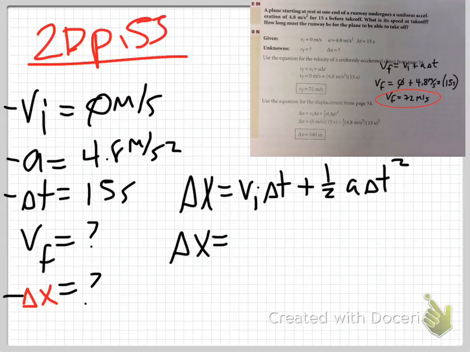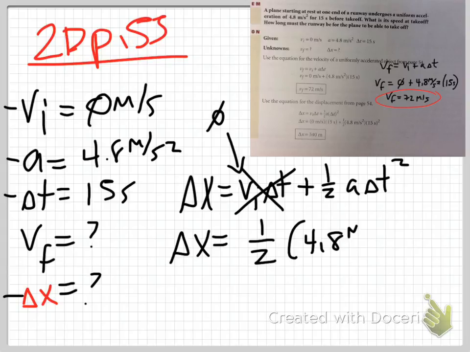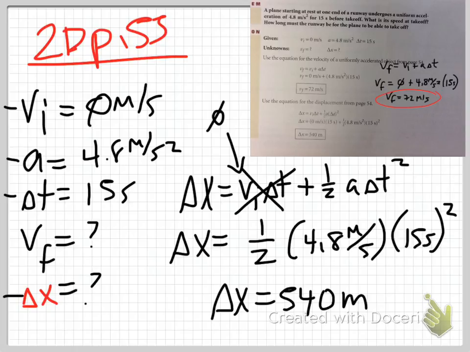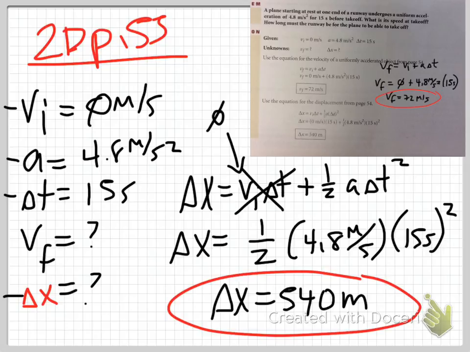Here's the other nice thing, and I usually do this in the first step. As long as VI is 0, that second delta t goes away. So that's how we avoid the quadratic very often. In anything where VI is 0, that first term disappears. So now I have 1/2. Well, our acceleration was 4.8 meters per second squared, and our time was 15 seconds. Don't forget to square that. That's the most common mistake people, including myself, make on these. We get a delta x of 540 meters. Again, amazingly enough, the sig figs are already correct. So we have a delta x of 540.